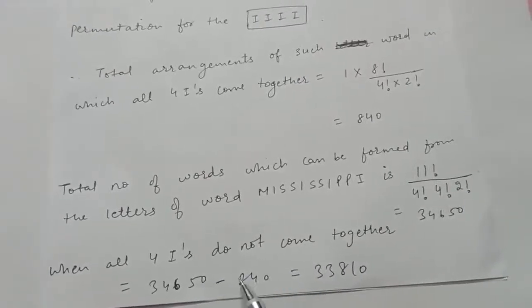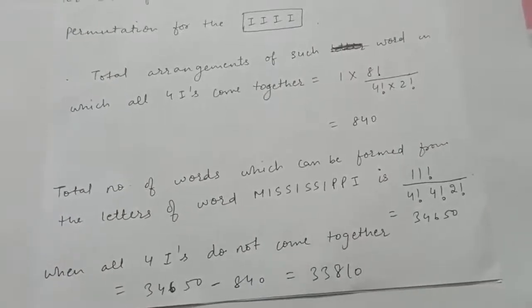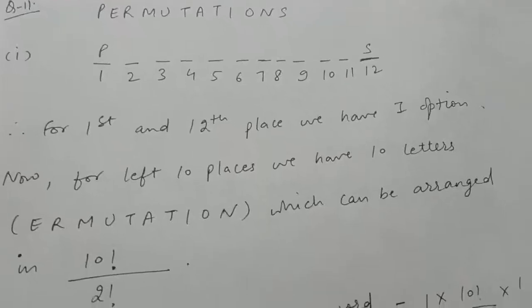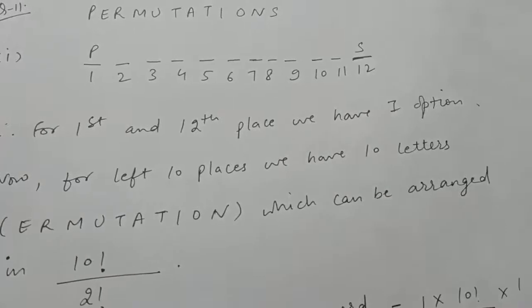So, the number of ways in which 4 I's do not come together is total arrangements minus the number of arrangements when all 4 I's come together. So you will get the answer as 33,810, right?